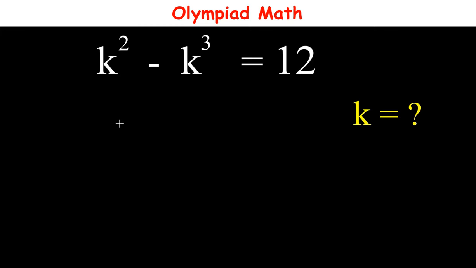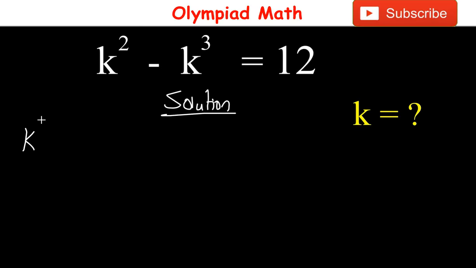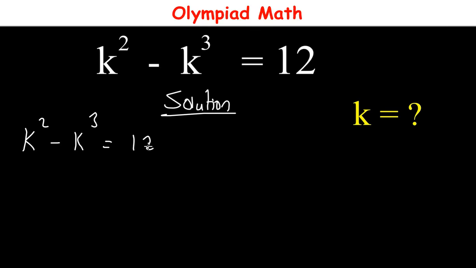Hello everyone, in this video let us solve this question. So we have k squared minus k cubed equals 12. I want to solve for the value of k. To solve this, we have k raised to power 2 minus k raised to power 3 is equal to 12.